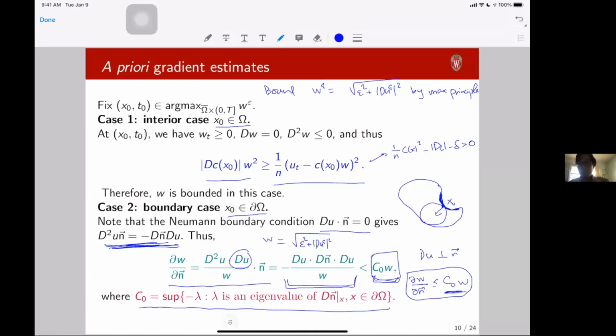And if we are in the case that the domain is convex, then C naught is less than or equal to 0. So that can be ignored, which is good. But in general, we have to take into account C naught. Okay.